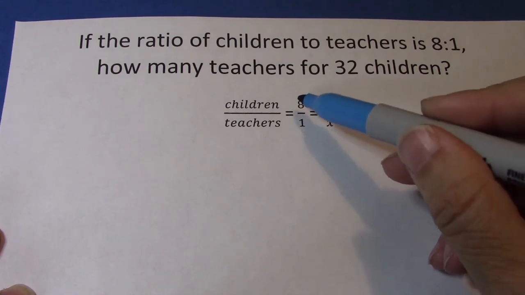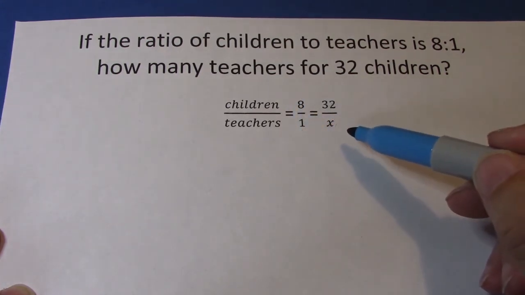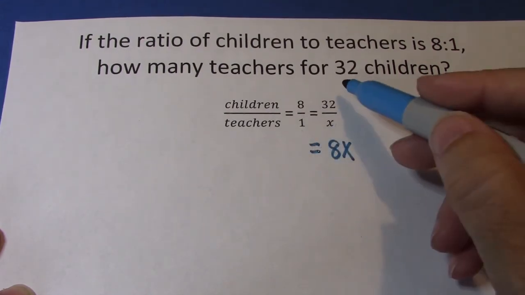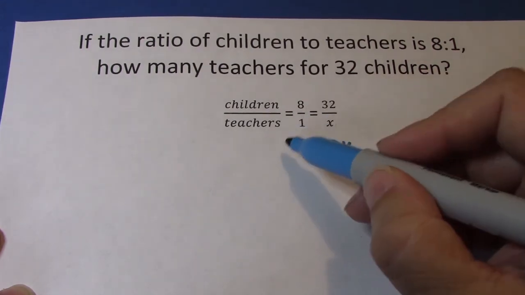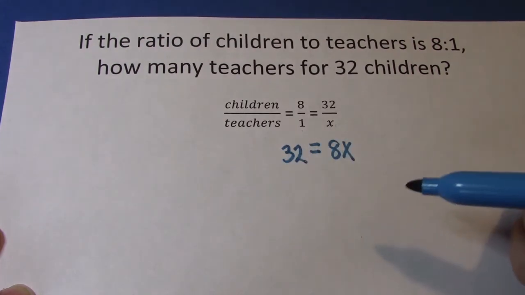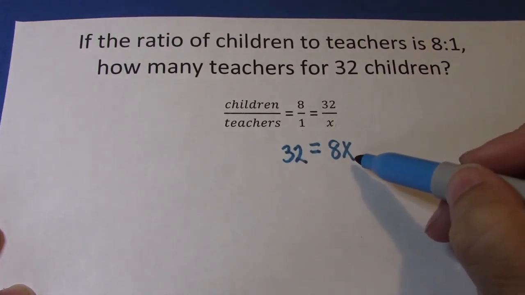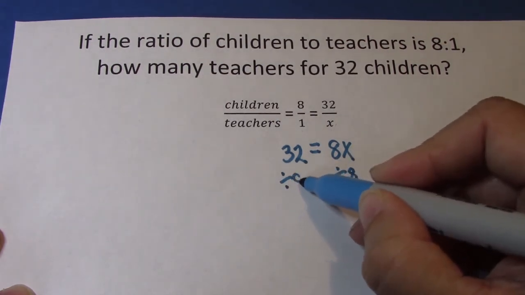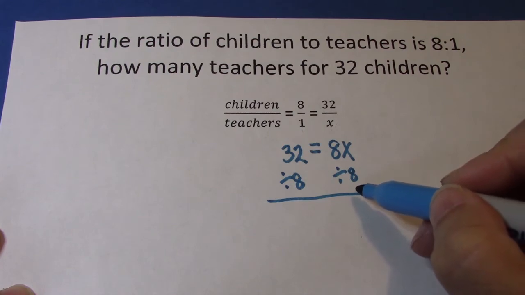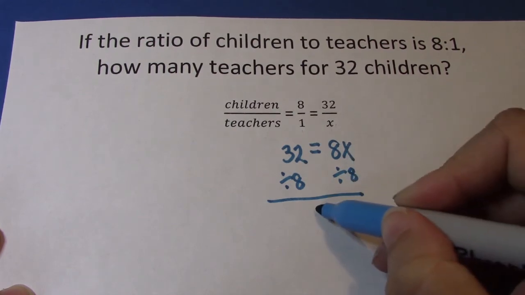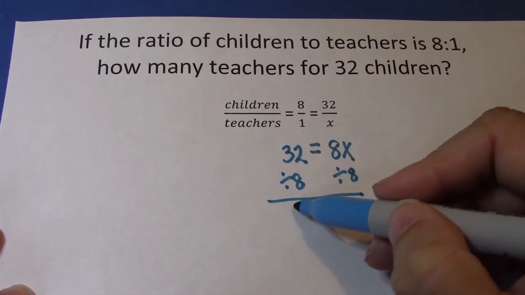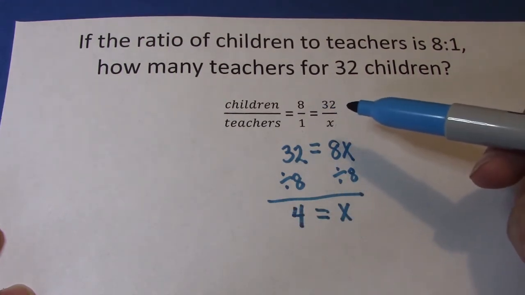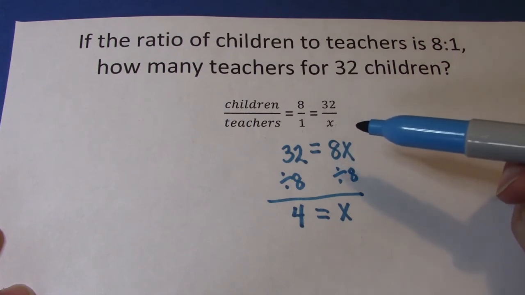We're going to cross multiply. We'll do 8 times x, and we get 8x. And then we'll do this cross. 32 times 1 is 32. Now if you remember from solving equations, x is being multiplied by 8, so we're going to do the opposite, which is division. So we'll divide both sides by 8. That leaves us with x on this side, and 32 divided by 8 is 4. So the answer to the problem is, if we have 32 children, we need 4 teachers.